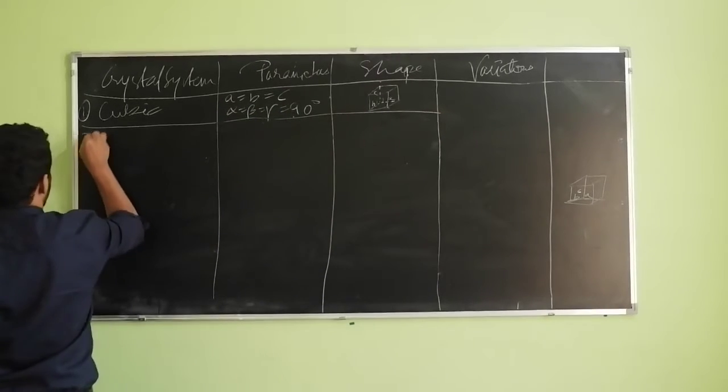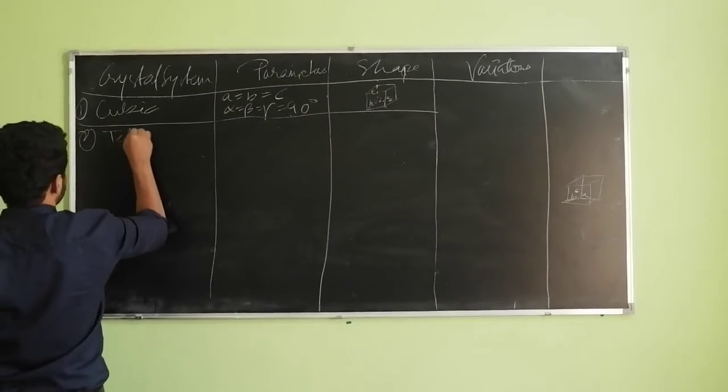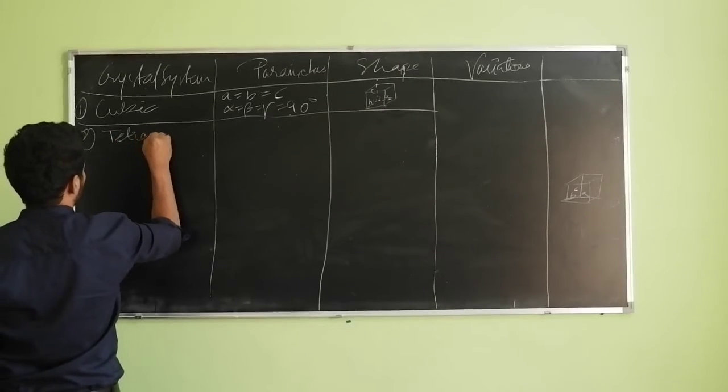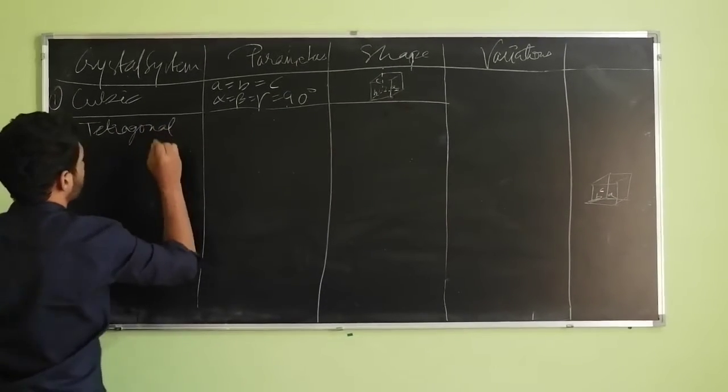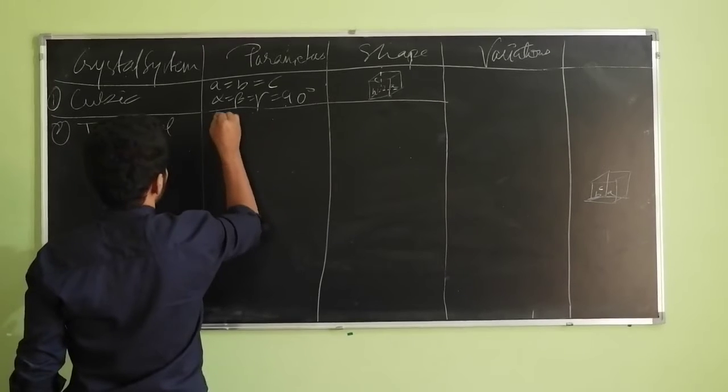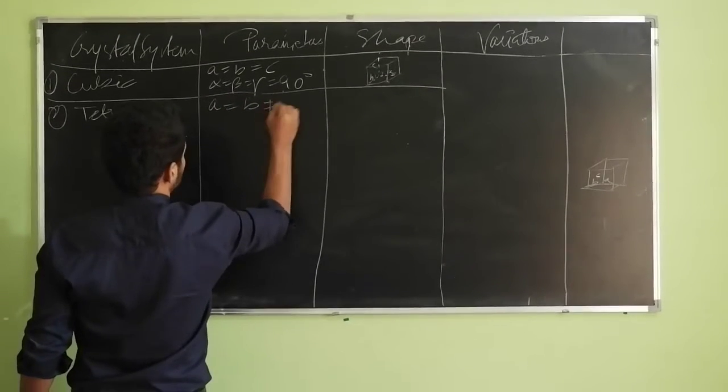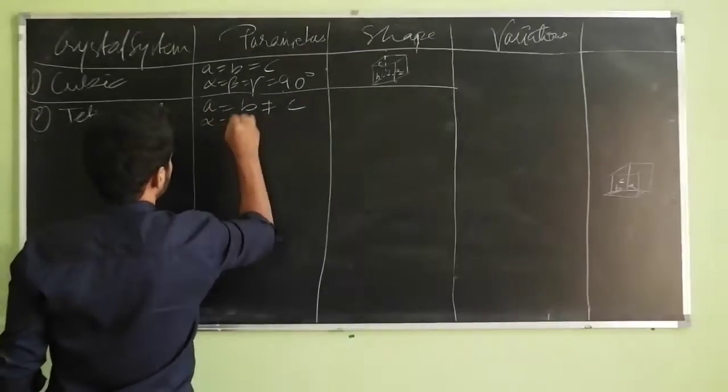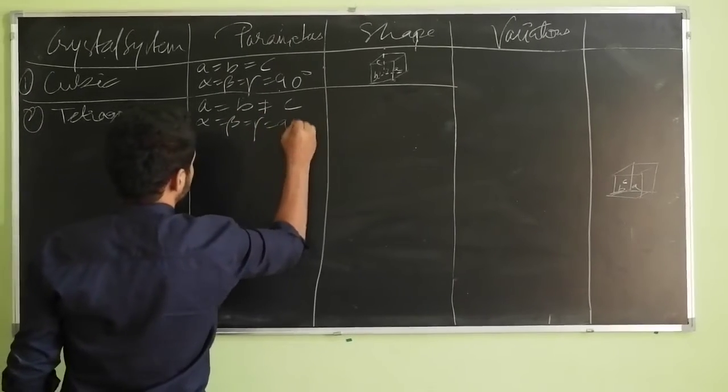The second one that we have is Tetragonal. That's what we call it. So in this, we have A is equal to B, but it is not equal to C. Alpha equals beta equals gamma is equal to 90 degree.